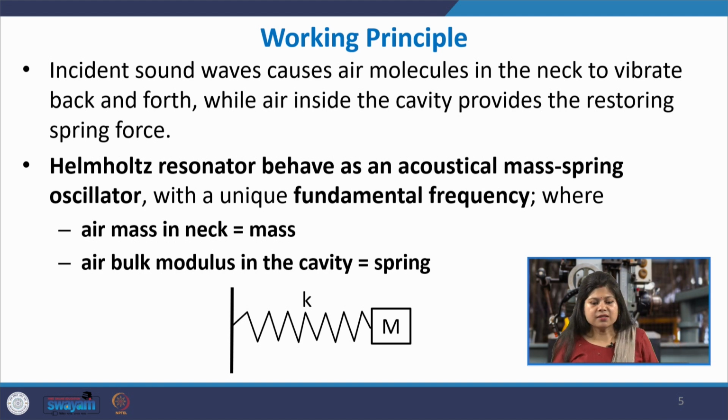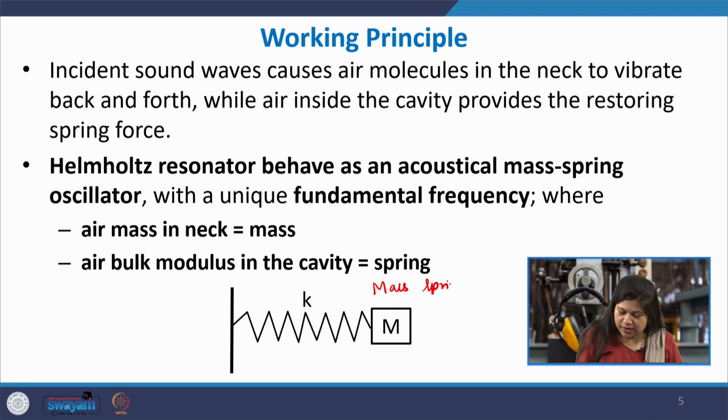In that case, the molecules within the confined cavity have their own resistance to compression and expansion, and this becomes their inherent stiffness. So they act like an oscillator. You can think of a mass spring system, a typical mass spring oscillator.